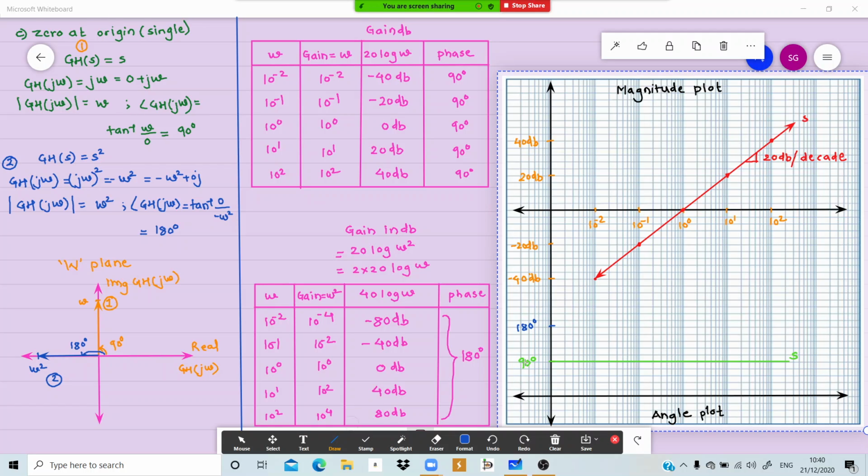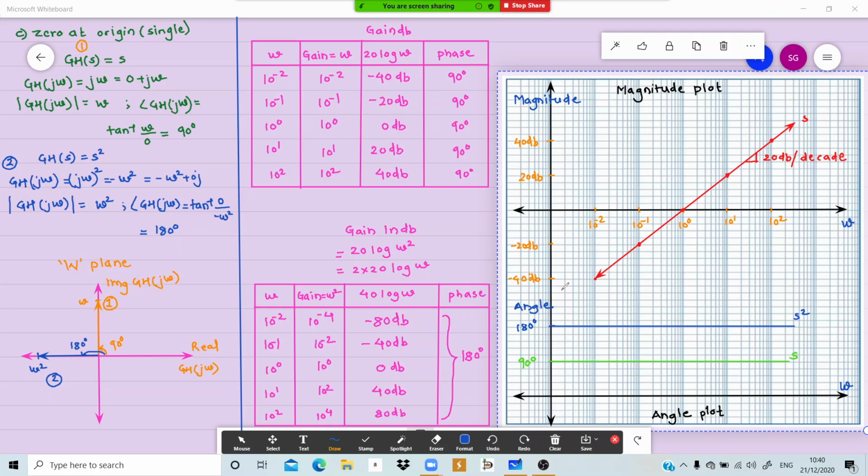So I'll draw that line. Okay, and this will be for S square. This is omega, I forgot to write on the axis, right? This is magnitude. And this is angle. Okay, so we'll mark the point.